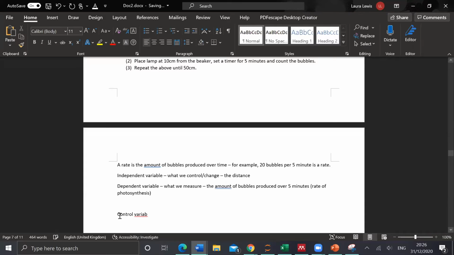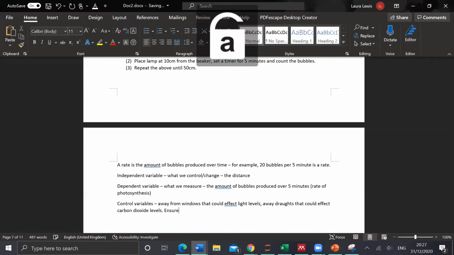Control variables, so we need to keep the same for each one, okay? Because there are other things that could affect this, aren't there? So we need to do it away from windows, obviously with light, that could affect light levels. Away from drafts, like through open doors and things, that could affect carbon dioxide levels. And we have to ensure the temperature remains the same, because that could be a factor.